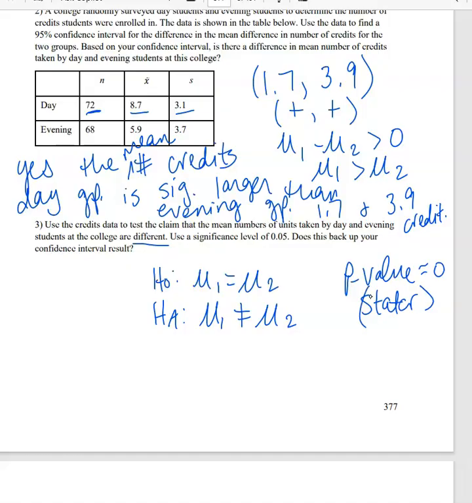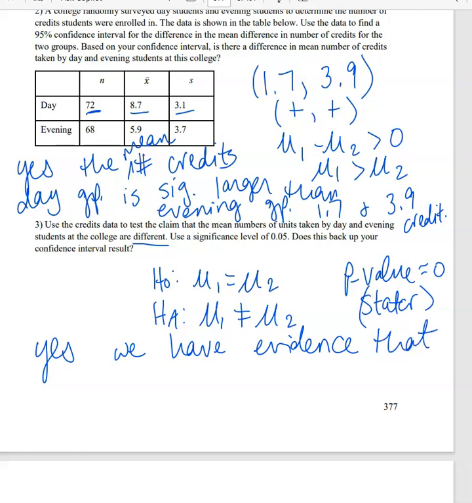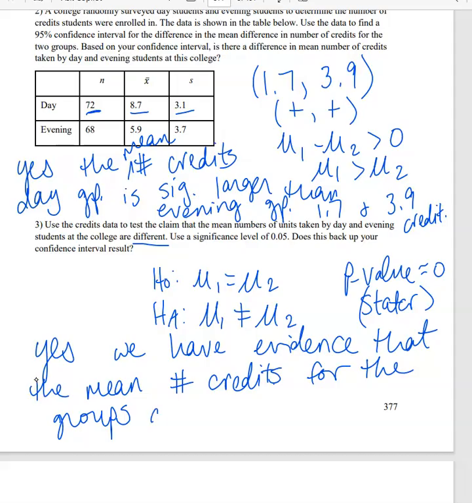And so certainly we're going to say yes, we have evidence that the two support the alternative. So we have evidence that the mean number of credits for the groups are different, which certainly supports the confidence interval that we got.